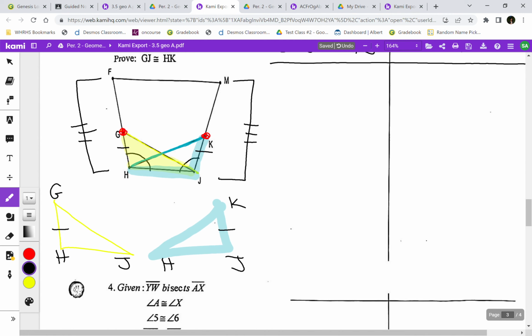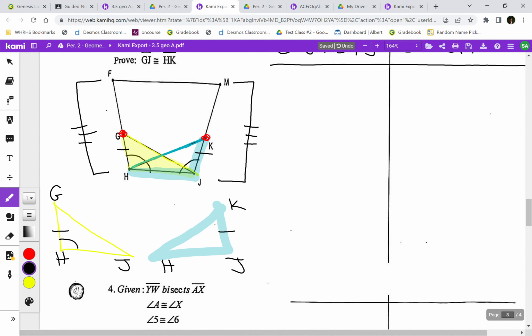Right. Then we had the angle GHJ, which counts for us, and KJH, which counts for us. So we have a side and an angle, not enough. What else can we say? One side, one angle, not enough. What else can we say? Maya, what else can we say? You got it. HJ is congruent to itself.